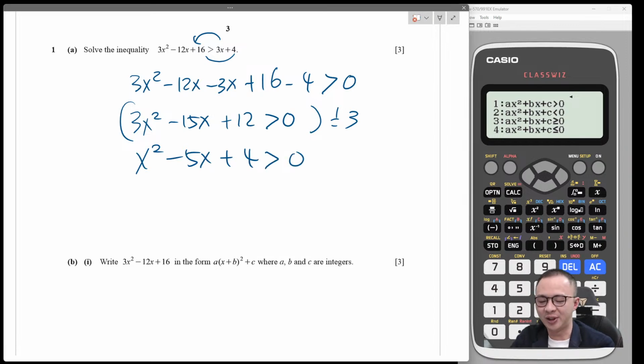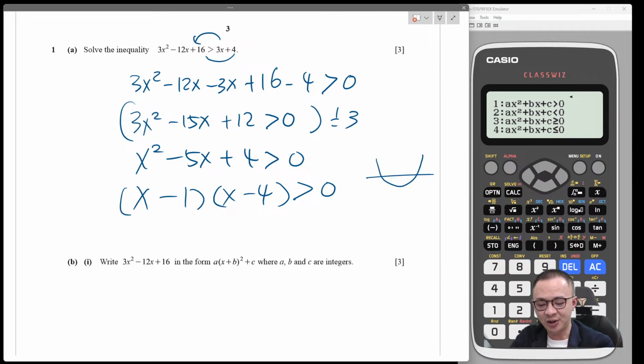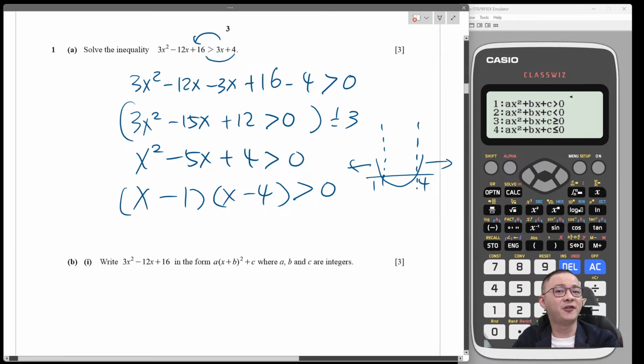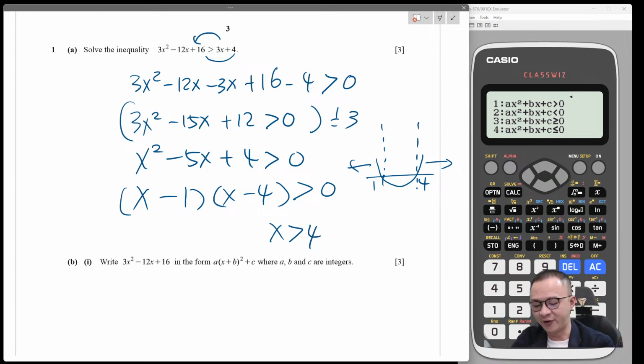Actually I don't need the calculator for this one, I will use it to check my answer only. This is 4 and 1, minus for both. So I should have x equals 1 and x equals 4. For bigger than 0, the graph goes in these two directions. So from here you can see this is 1 and this is 4. My graph will be bigger than 4 and my graph will be less than 1. So x will be bigger than 4 or x will be less than 1.